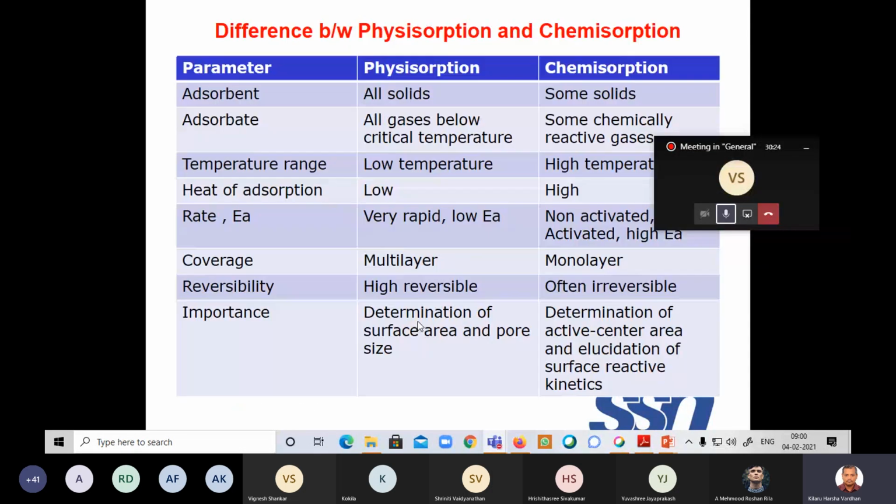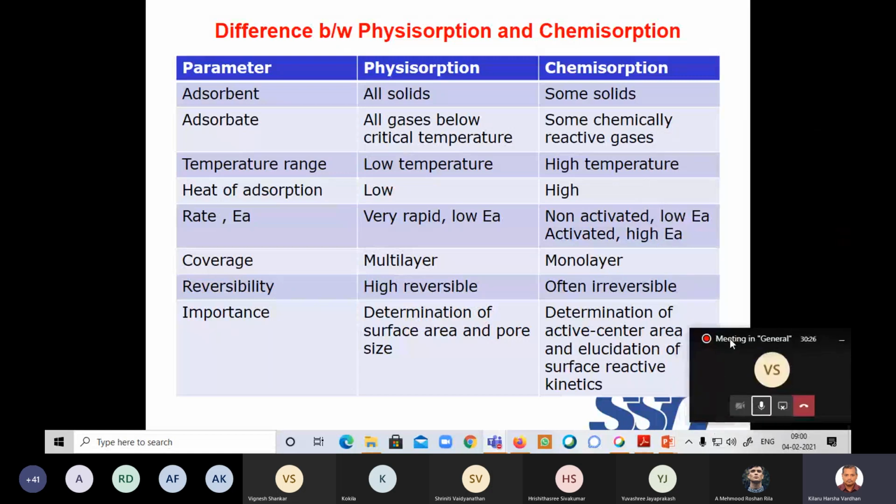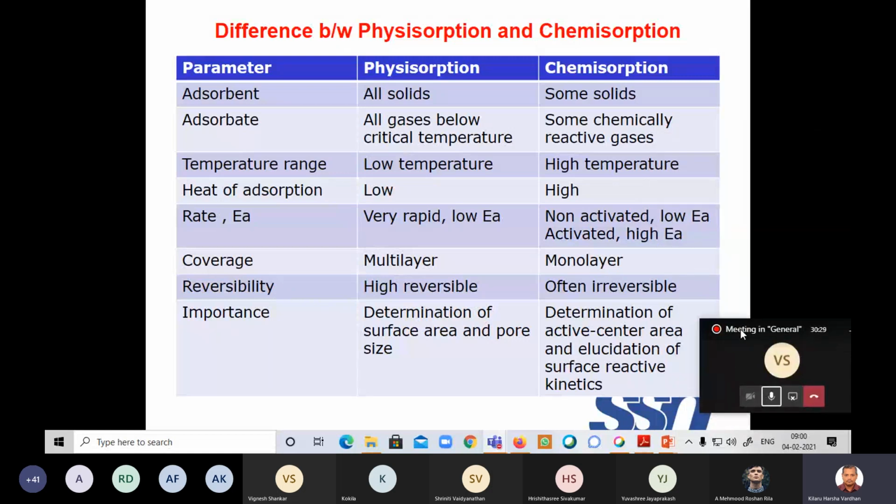Right? So we'll discuss the differences between that. Already you might have studied in the previous semesters. Just a recap of it. So, difference between physisorption and chemisorption. You know what is adsorption, right?